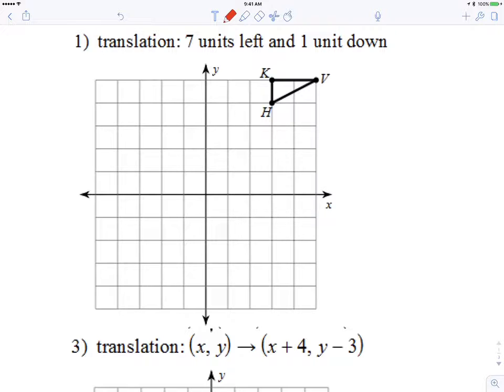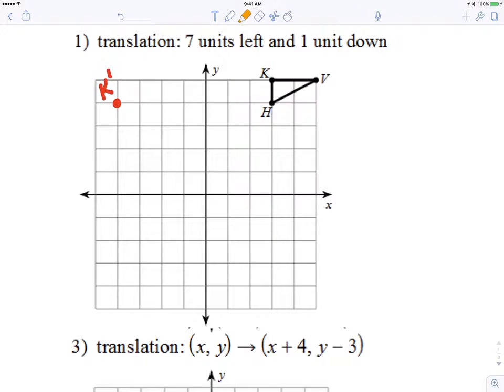And the way you do translations is you move 1 point at a time. So you move K, then you move H, then you move V, and then you draw your triangle. So if I take K, I'm going to go 7 units to the left, 1, 2, 3, 4, 5, 6, 7, and 1 unit down. So here is my new K. And since I've moved K, I'll put K with a little apostrophe-like mark on top of it, and that's pronounced K prime, and that means K has been moved.